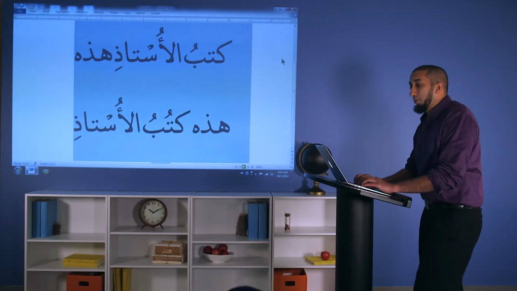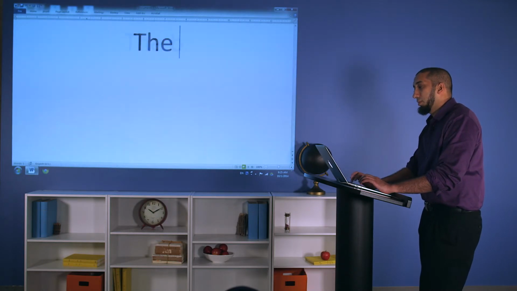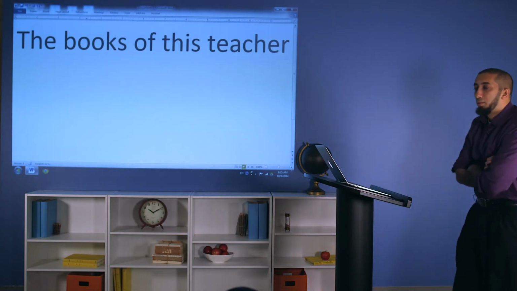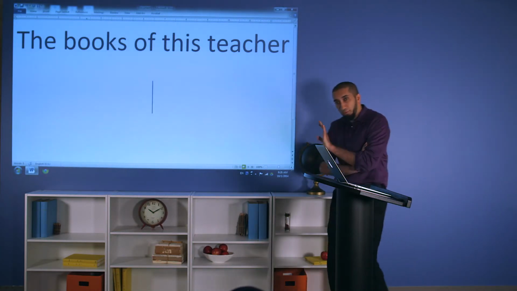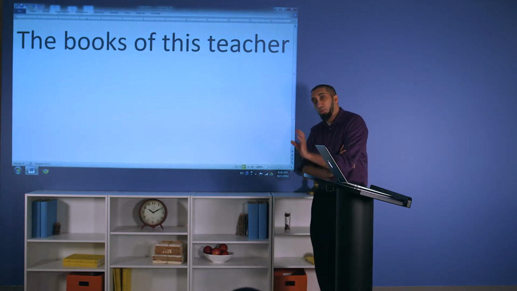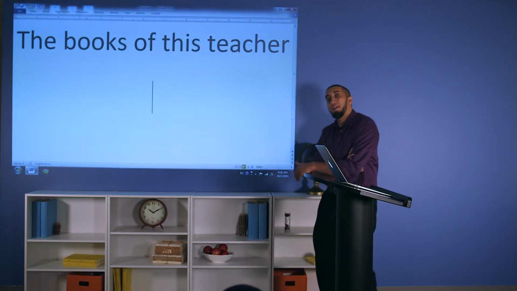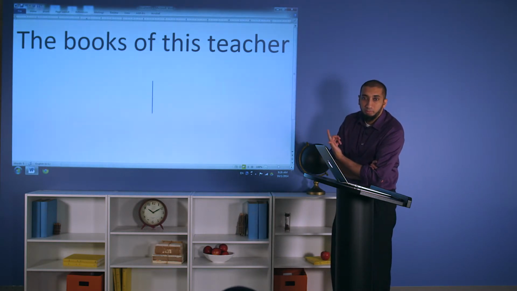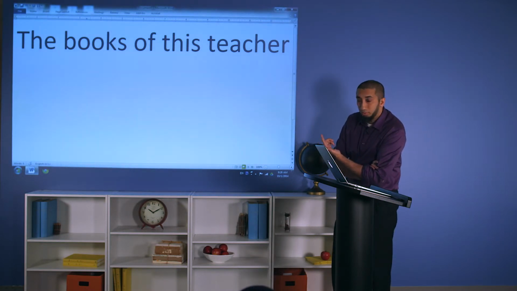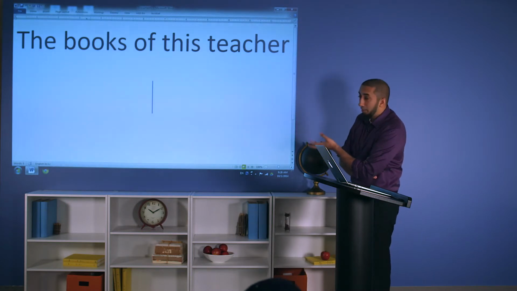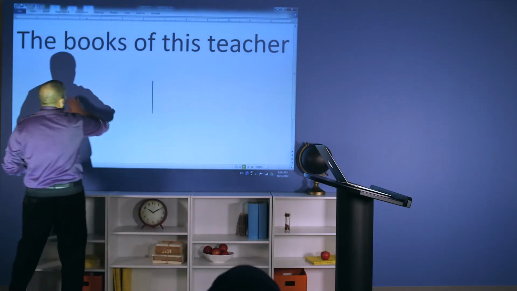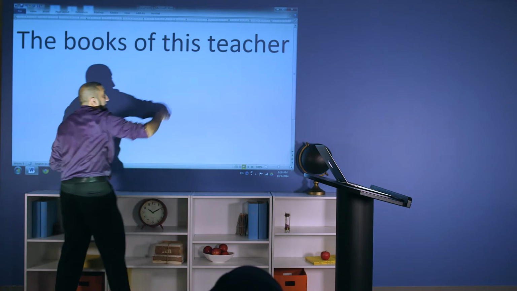Now, what about if I said, be careful now, books of this teacher. We've solved one kind of problem. That problem was when your pointer is pointing at the mudaf. This is a separate problem. What is this problem? When your pointer is pointing at the mudaf ilayh, it looks like that, right? In this case, this is how I want you to think. I want you to think that the mudaf ilayh here is the books of this.